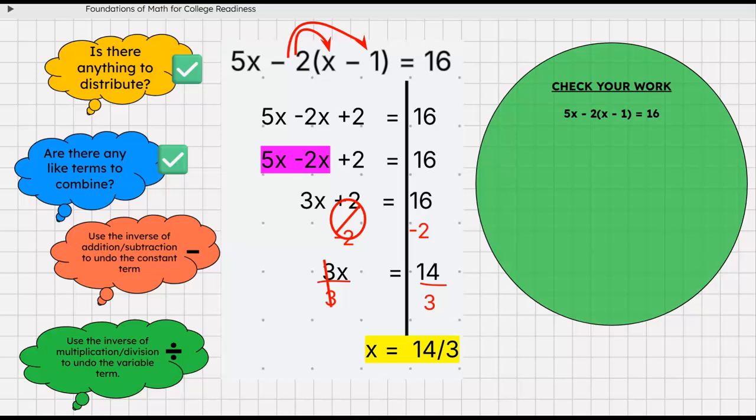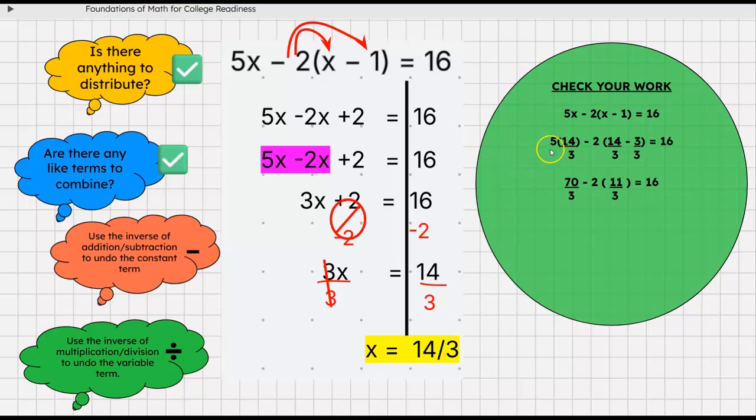5x minus 2 times (x minus 1) equals 16. We are going to substitute 14 over 3 into the x values. So we will have 5 times 14 over 3 minus 2 times (14 over 3 minus, by the way, I put 3 over 3 here, so we can easily see that we can work with these fractions. 3 over 3 is the same thing as 1) equals 16.